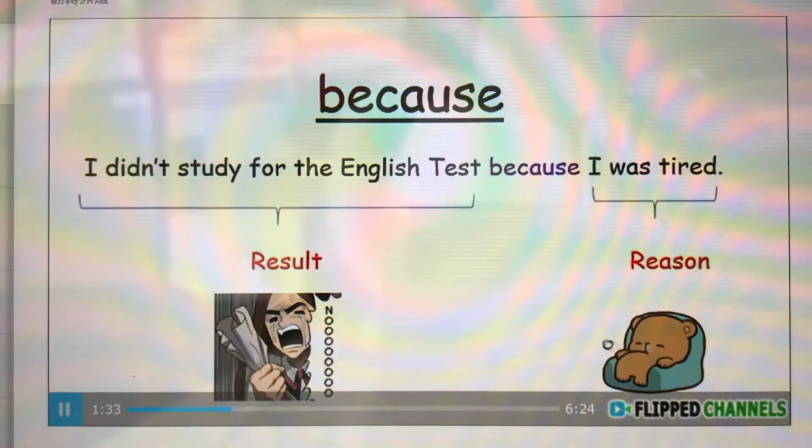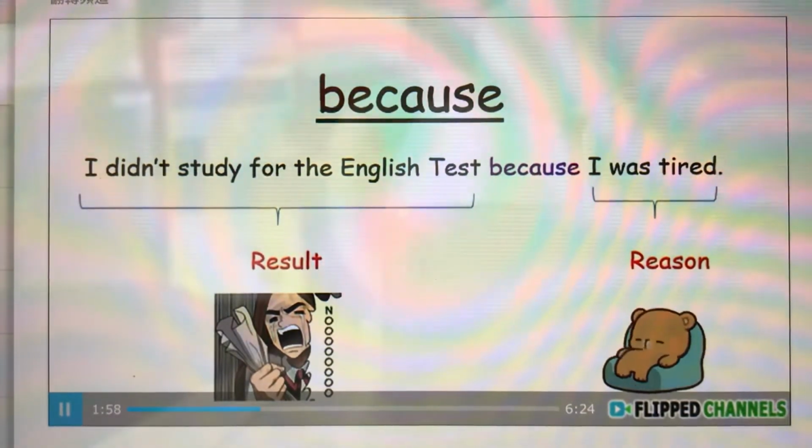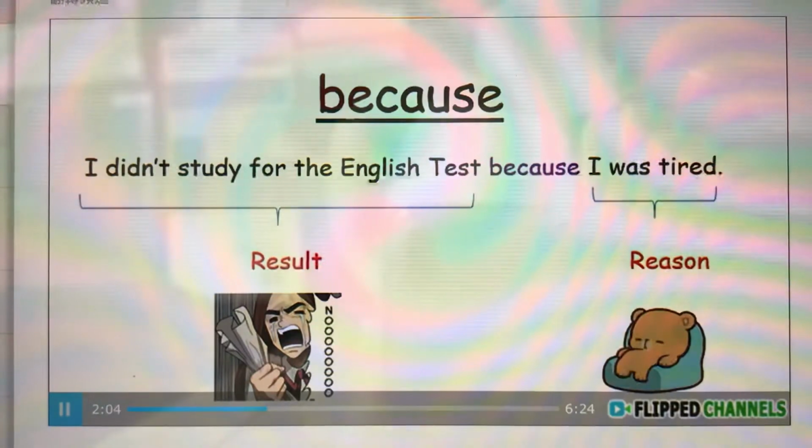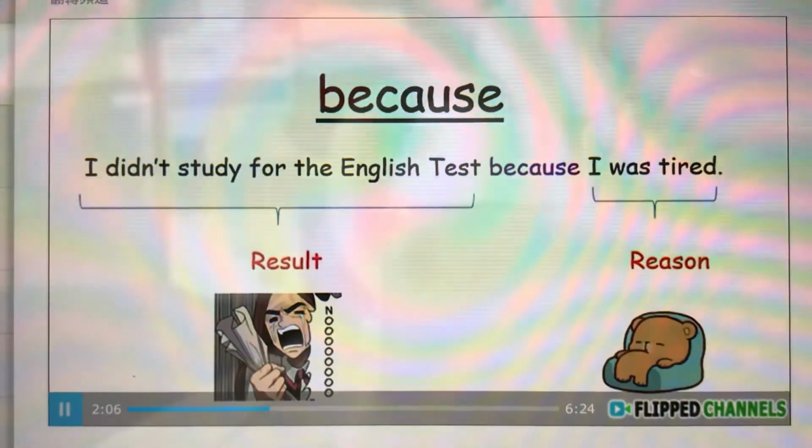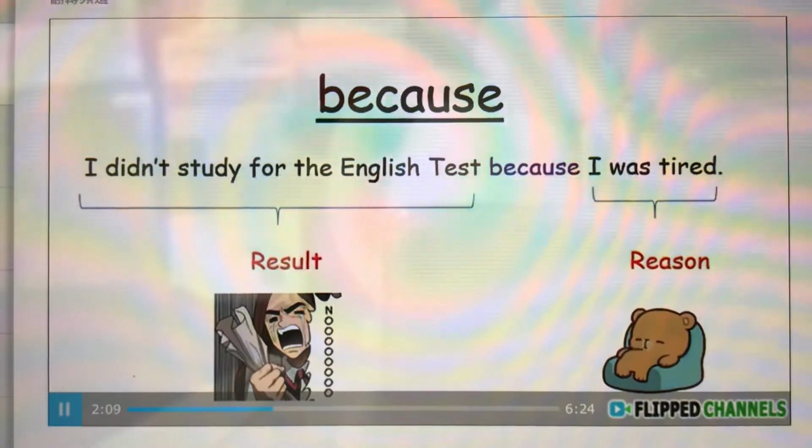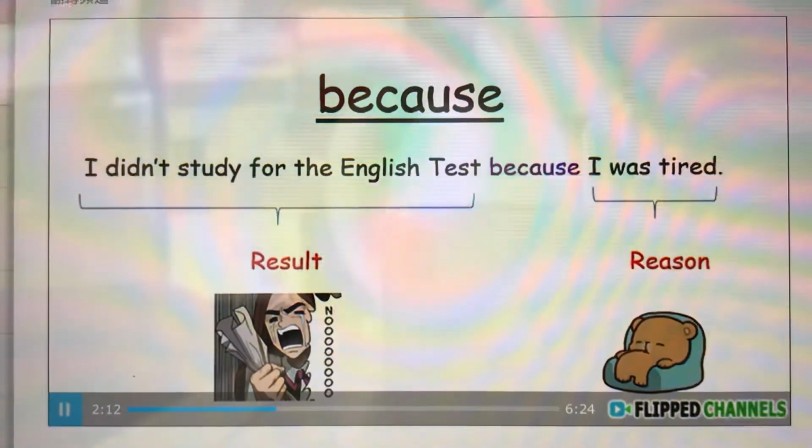Now, I want you to take a look at the sentence right here. The sentence reads, I didn't study for the English test because I was tired. When we use the conjunction because, there's always a reason and a result. A reason tells you about an explanation or cause for an action or an event. On the other hand, a result tells you about the action or event that happens because of the reason. In other words, it tells you what happens.